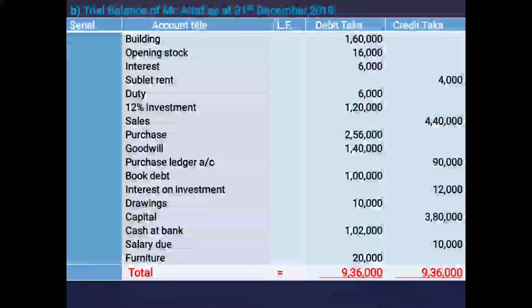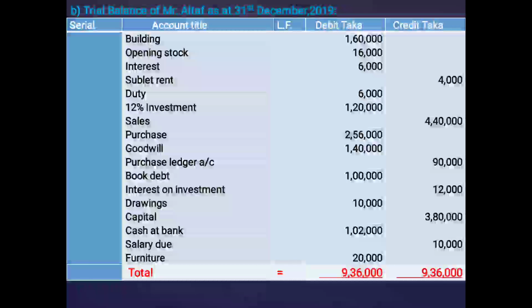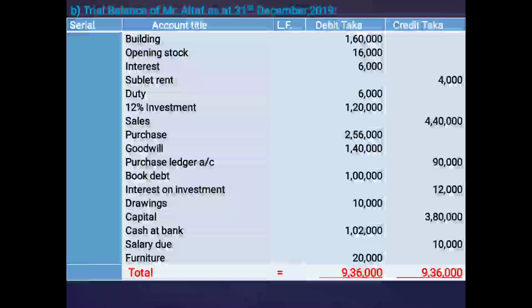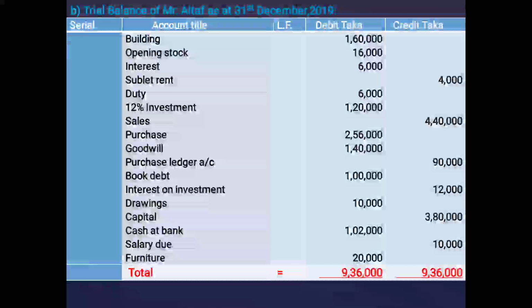Cash at bank, this amount is one kind of current asset, so it is written on the debit side for taka 1,02,000. Salary due taka 10,000. Salary due is credited, or any expense when due or outstanding or payable, this amount is credited in the trial balance for taka 10,000. The last item of the trial balance, furniture, is one kind of fixed asset, that is capital expenditure, so it is debited in the trial balance.